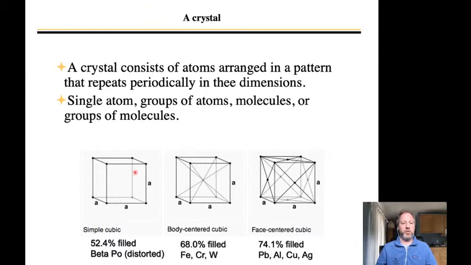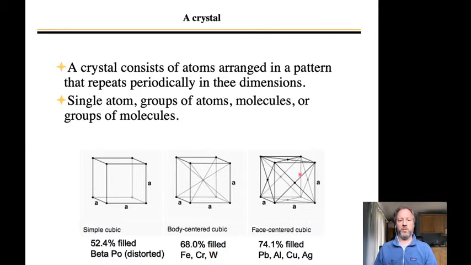So if we look at a simple cubic structure, polonium actually has this unit cell distorted. There's an atom at every corner, and all 3 lengths are the same. So that's a cubic structure. And we fill space 52% by putting an atom at each corner. You could put an atom in the middle. If they're all the same atom, then that actually ends up pushing these side atoms apart, so they're no longer directly touching, but they are touching along the body diagonal. We can fill 68% of space with this body-centered cubic structure. Iron, chromium, tungsten have this structure.